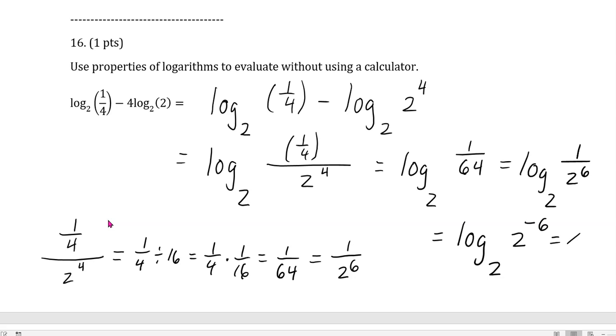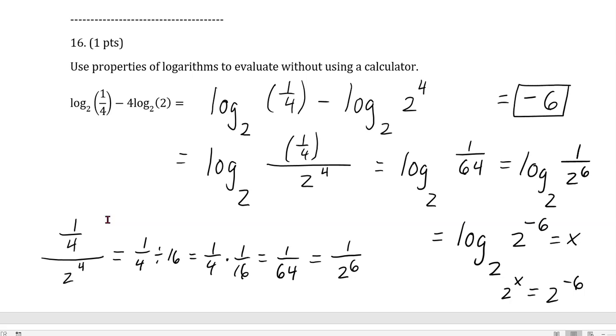If you set this equal to some x, you're asking 2 to some power equals 2 to the negative 6. The answer should be negative 6. So the result for our entire problem is negative 6.